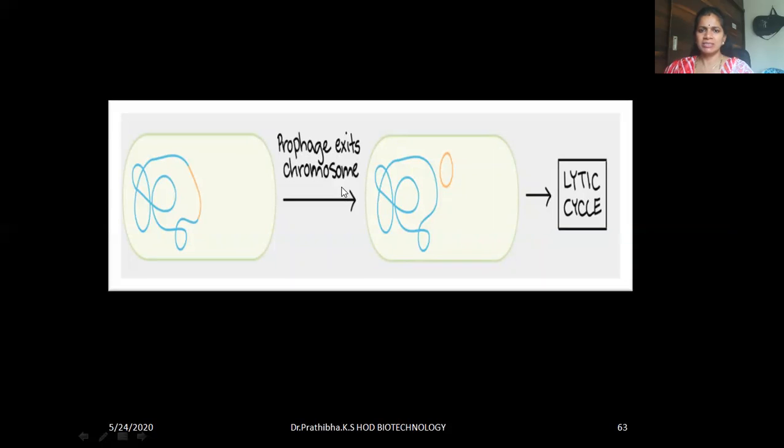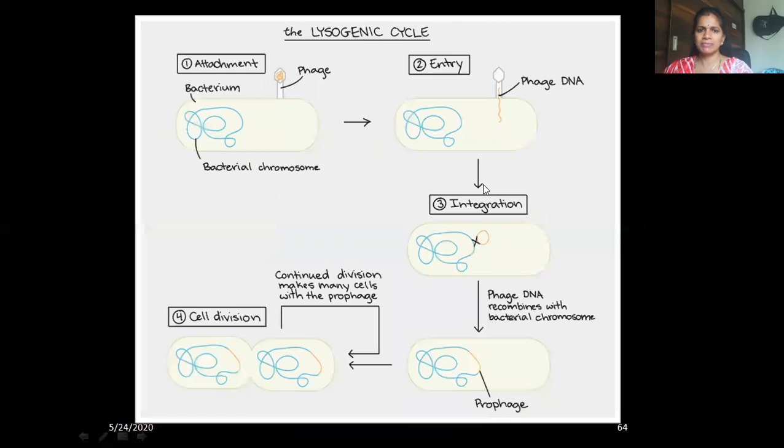Prophage exits the chromosome. This is also possible, and this is in the lytic cycle. Prophage means the viral DNA which has integrated into the bacterial genome. Now let us go through the lysogenic cycle. Here you can see the attachment of the bacteriophage to the bacterium, and this is the bacterial chromosome. Step 2, entry of phage DNA into the bacterial cell or host system.